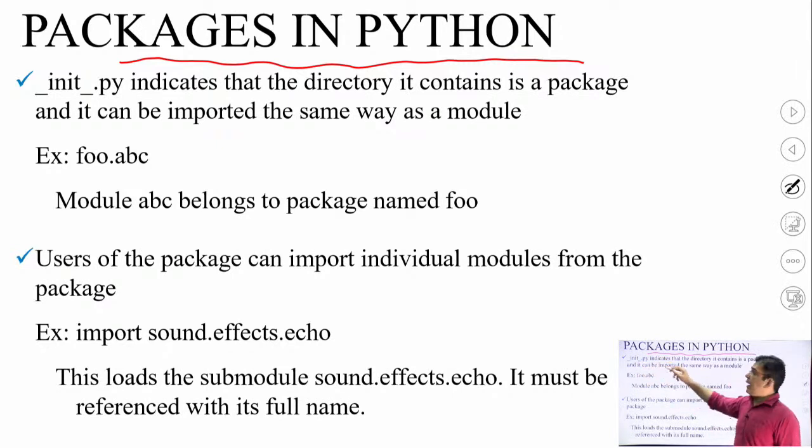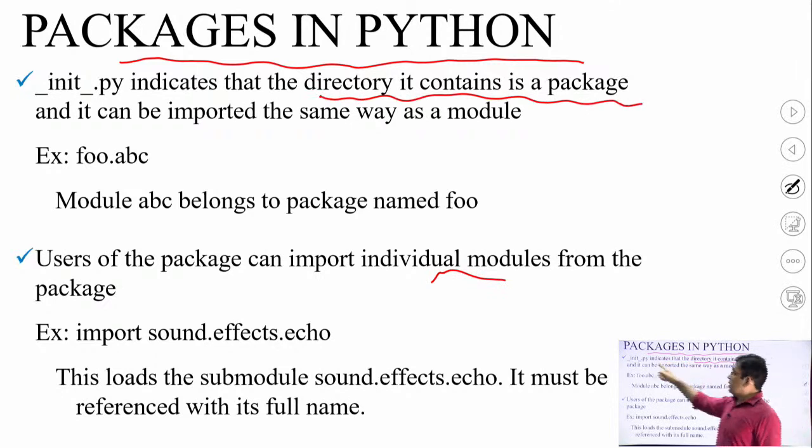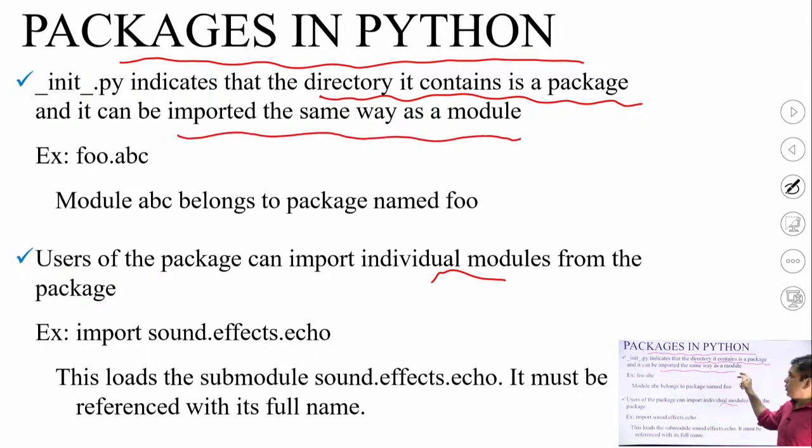__init__.py indicates that the directory it contains is a package. This particular file actually differentiates the module and package, because a module can also contain some module or separate Python source files. Similarly, a package can contain modules only and Python files until and unless this file is not stored. Either it can be an empty file, it does not contain any source code, but it gives the file a package name. It can be imported the same way as a module.